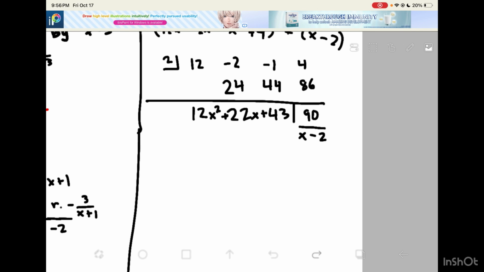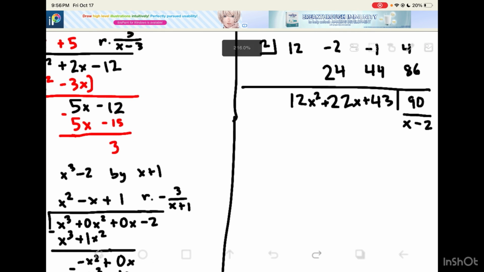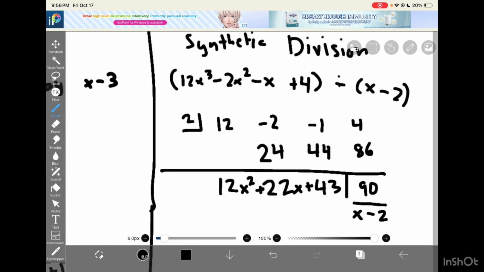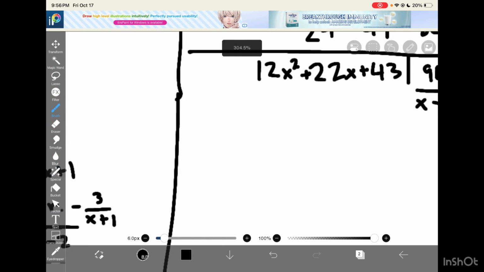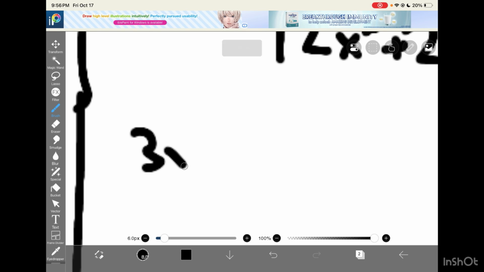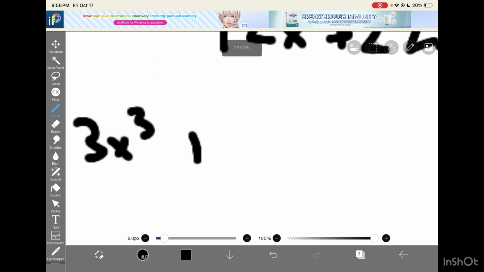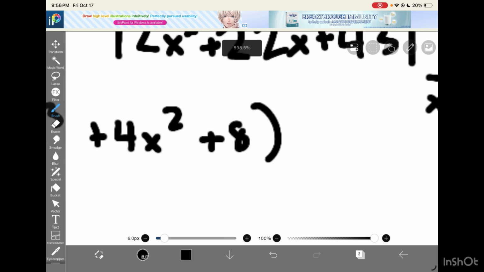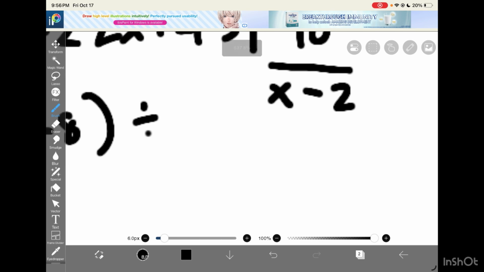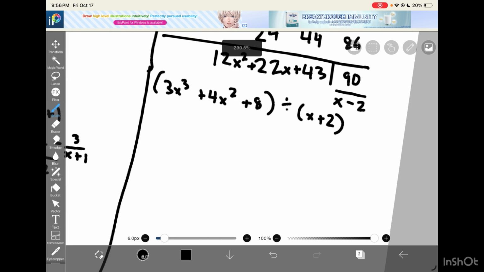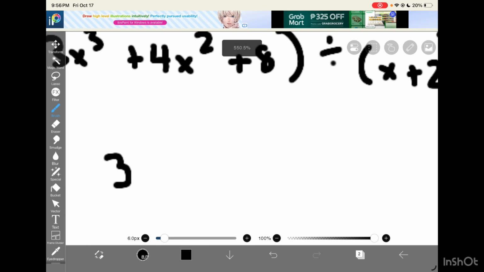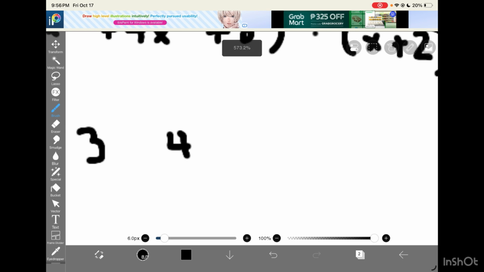But what if, once again, just like in long division, what do we do if there's a missing term? Like, let's say there's no kx. So let's see. 3x cubed plus 4x squared plus 8 divided by x plus 2. So obviously it's in standard form again, so we can put 3, 4, but we do not immediately write 8.